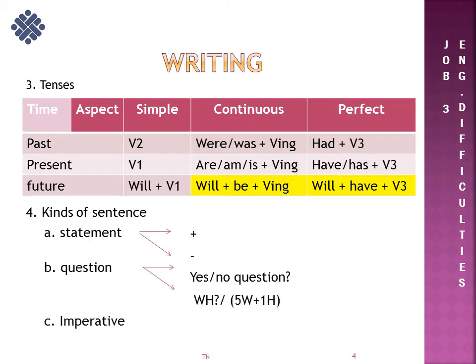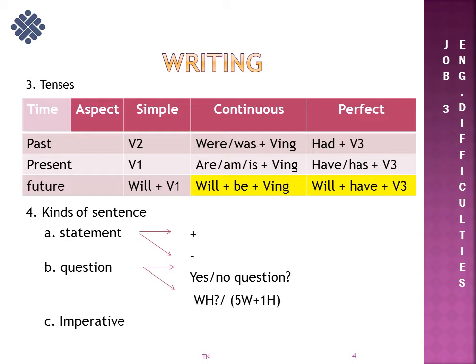Another important grammar in writing is tenses. Tenses is a method that we use to refer to time. In addition, it refers to aspect to distinguish how the process of event happens. Is it daily, continuous, or completeness?